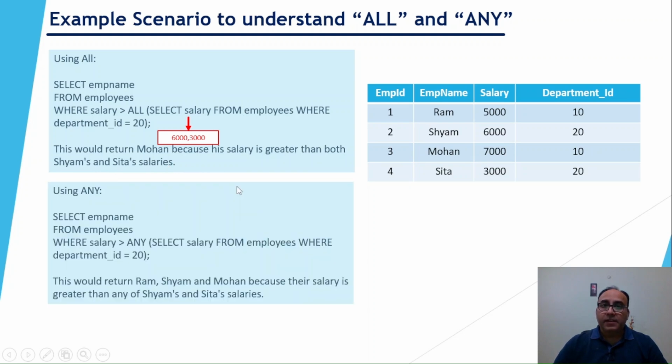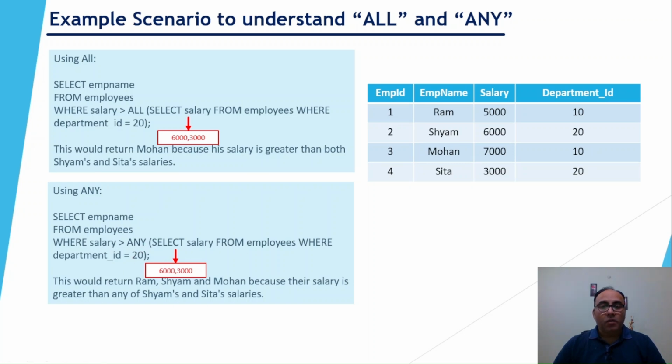Now let's write the same example using ANY. Select EMP name from employees where salary greater than any, select salary from employees where department_ID is equal to 20. Now how will this query be executed? Again, the same subquery will be executed, and it will give us 6,000 and 3,000. Now this condition will be applied: salary greater than any. So it will retrieve records from the employees table where salary is greater than any of these values.